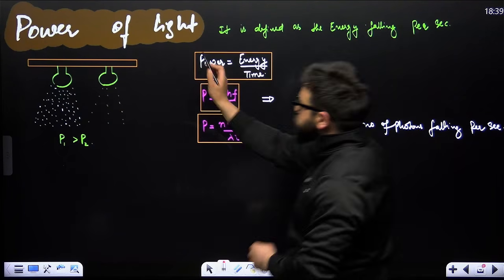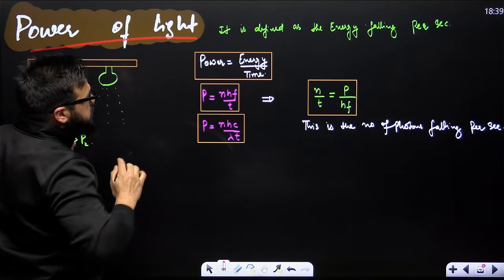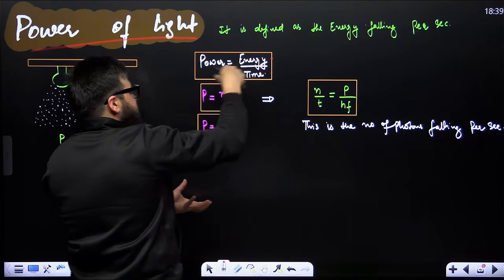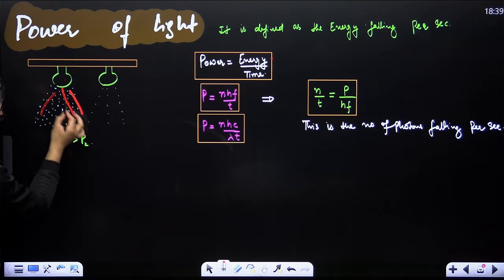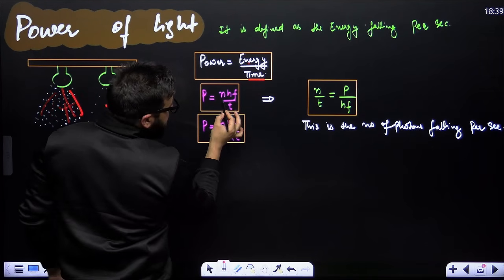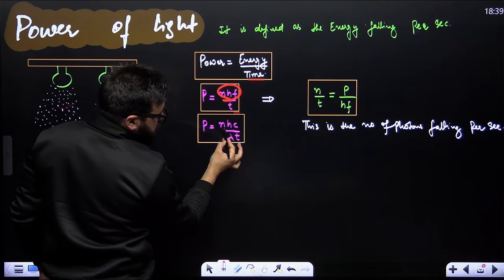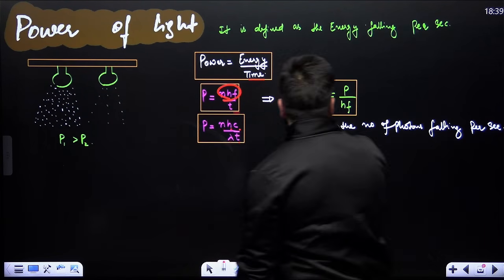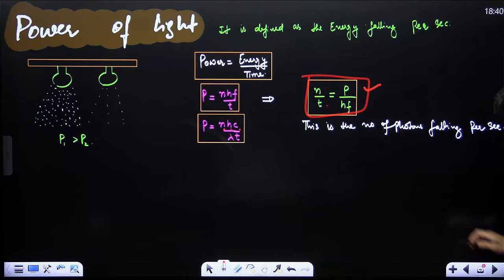Then, my dear NEET aspirants, we define power of light. Power of light is simply energy divided by time. How much energy is falling? Like this bulb is sending more energy, more photons every second, so power of this is large as compared to this. So power is energy upon time. Energy we write as nhf divided by t. You can also write nhc divided by lambda into t. So from here you can also calculate the number of photons per second.